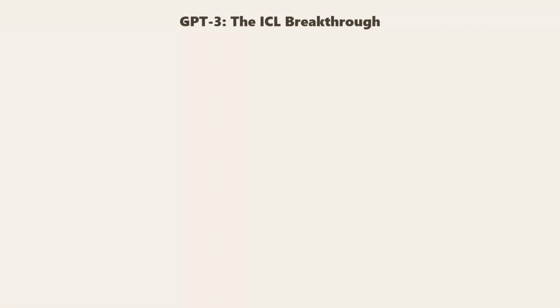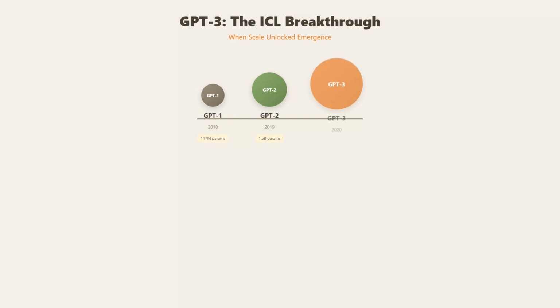The discovery of in-context learning came with a landmark moment in AI history. Let's look at the evolution of GPT models. GPT-1 was released in 2018 with 117 million parameters. It showed that language models could be pre-trained and fine-tuned for various tasks. GPT-2 came in 2019 with 1.5 billion parameters. It demonstrated impressive text generation but still relied heavily on fine-tuning for specific tasks.